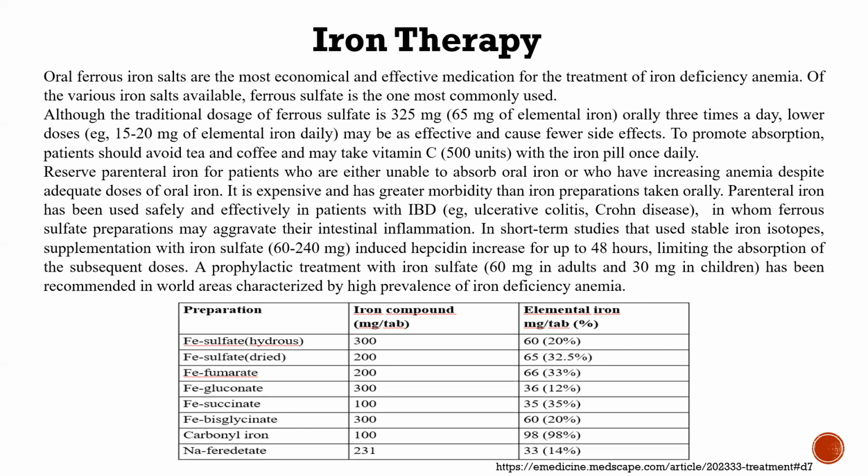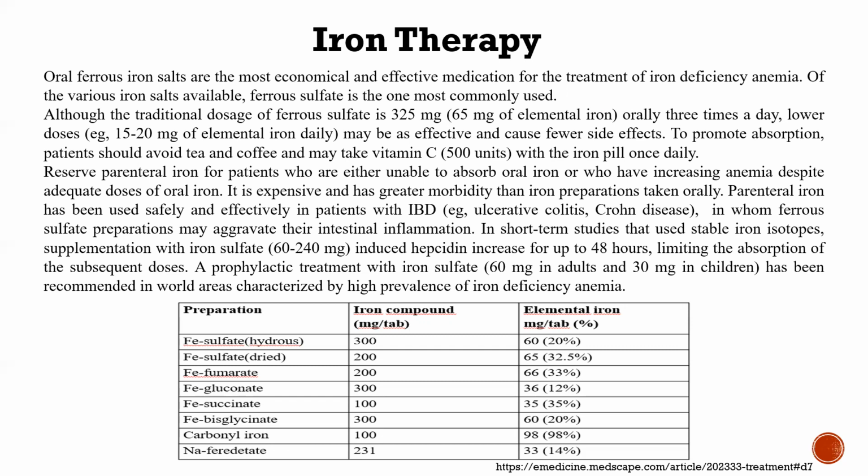Of the various iron salts available, ferrous sulfate is the one most commonly used. The traditional dosage of ferrous sulfate is 325 milligrams orally 3 times a day. A lower dosage may be as effective and cause fewer side effects. To promote absorption, patients should avoid tea and coffee and may take vitamin C with the iron pill once daily.